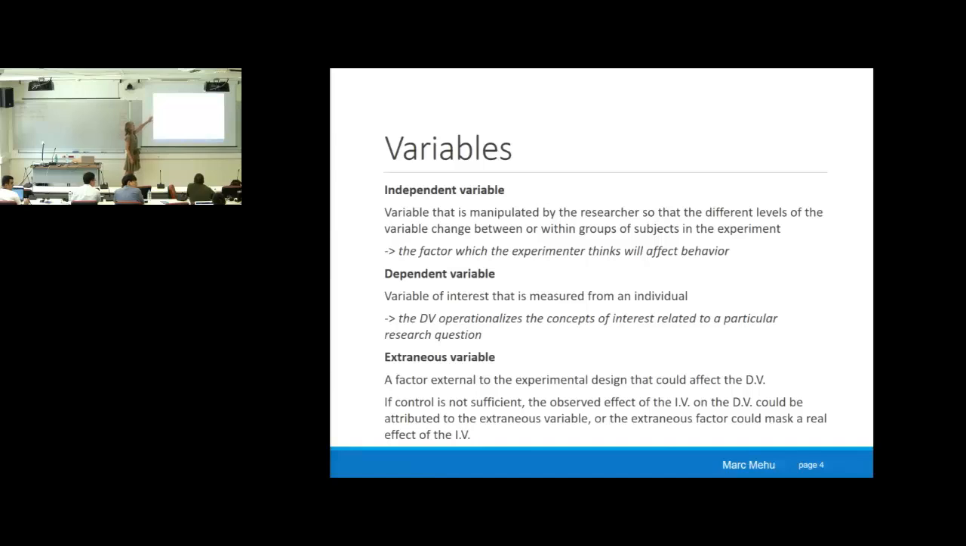The independent variables are the variables that are manipulated by the researchers, all right? So it would be the factors which the experimenter thinks will affect the behaviors. For example, it can be genders, it can be different emotions, while the dependent variables are the variables of interest that you want to measure. For example, here it will be the different F0 features or different facial actions that you want to measure and to see what impact it will have.